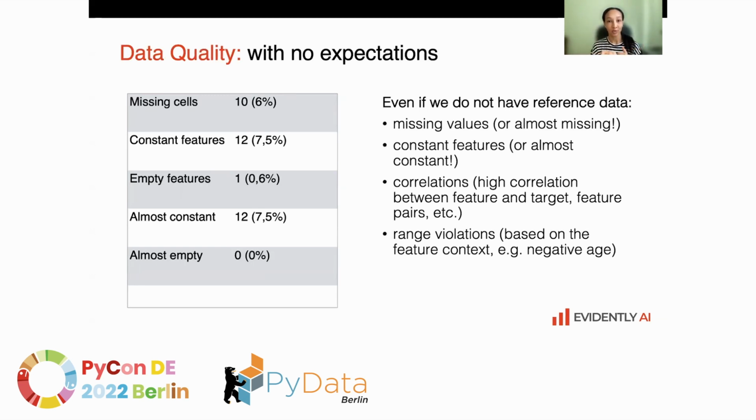We can also measure the ranges for each feature, and we can come up with some expectations just based on our domain knowledge or feature context, like prefer to have non-negative age, non-negative salaries, and things like this. So there are a lot of things you can calculate even not having reference data.